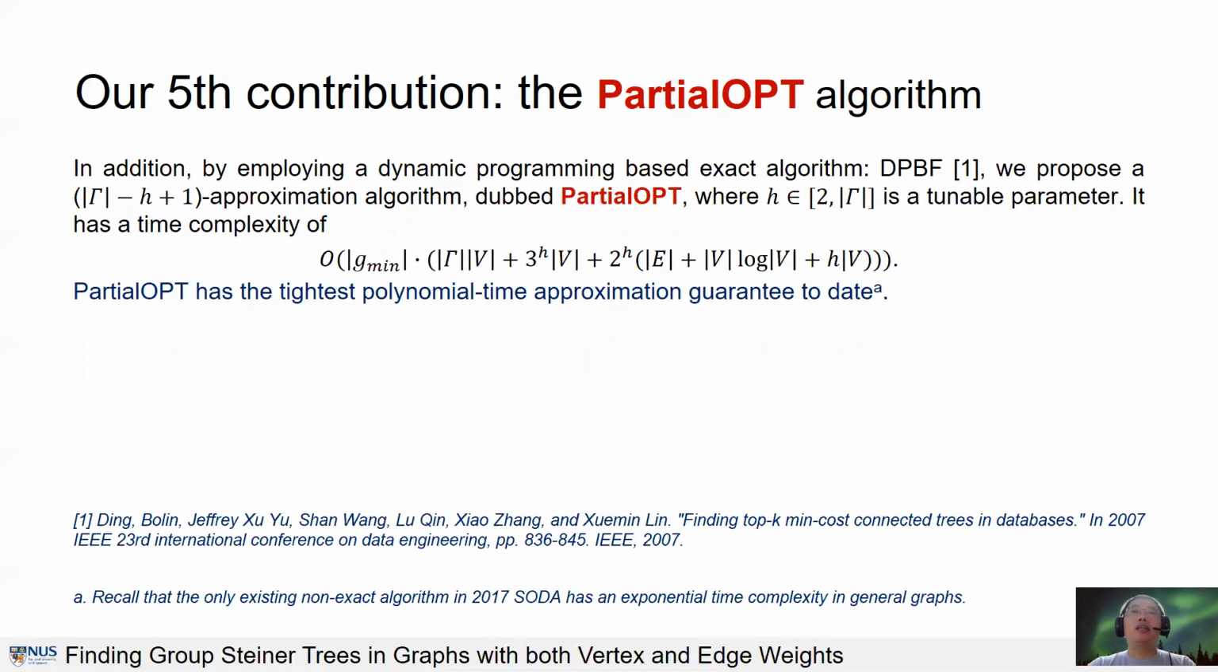In addition, by employing a dynamic programming-based exact algorithm, we propose a Γ-h+1 approximation algorithm, dubbed PartialOPT, where h between 2 and Γ is a tunable parameter. Since the only existing non-exact algorithm in the 2017 SODA paper has an exponential time complexity in general graphs, PartialOPT has the tightest polynomial time approximation guarantee to date.